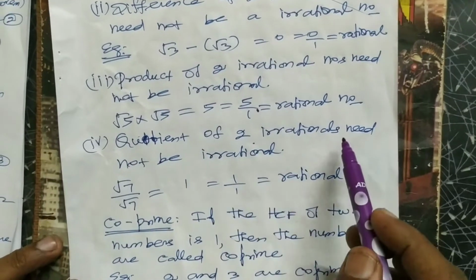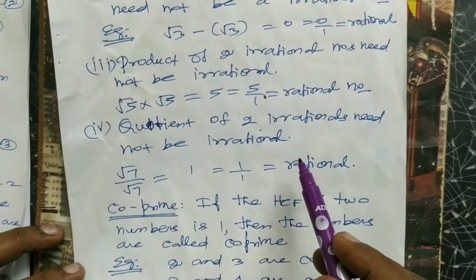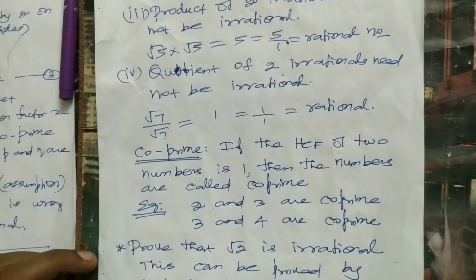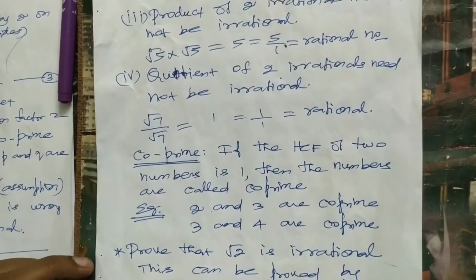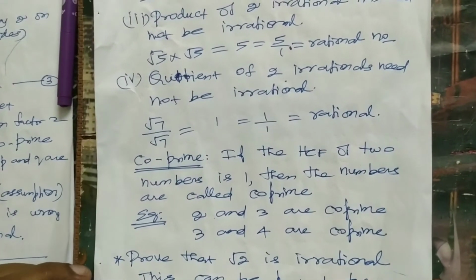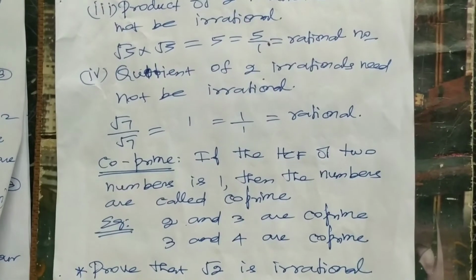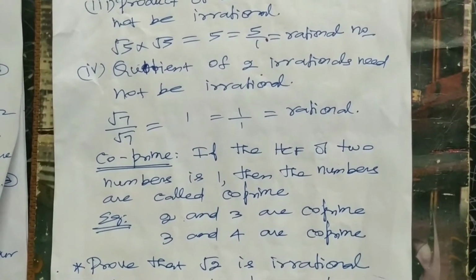The division of two irrationals need not be irrational. Root 7 is irrational. Root 7 divided by root 7 is equal to 1. 1 can be written as 1 by 1, that is rational. Therefore, the division of two irrational numbers need not be irrational.